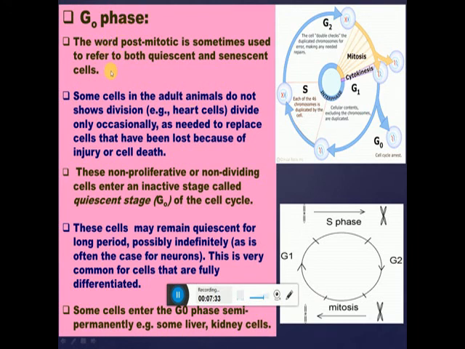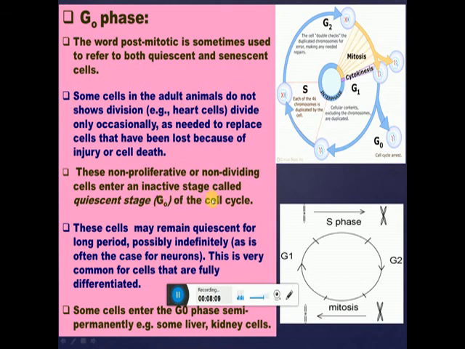In the G0 phase, the word post-mitotic is sometimes used to refer to both the quiescent and senescent cells. So quiescent means G0, and senescent means G1 phase. Some cells in the adult animal do not show division. For example, heart cells divide only occasionally, so they go into the G0 phase, as needed to replace cells that have been lost because of injury or cell death. This non-proliferative, that is non-dividing, cell does not divide. The cells that do not divide go into the G0 phase.